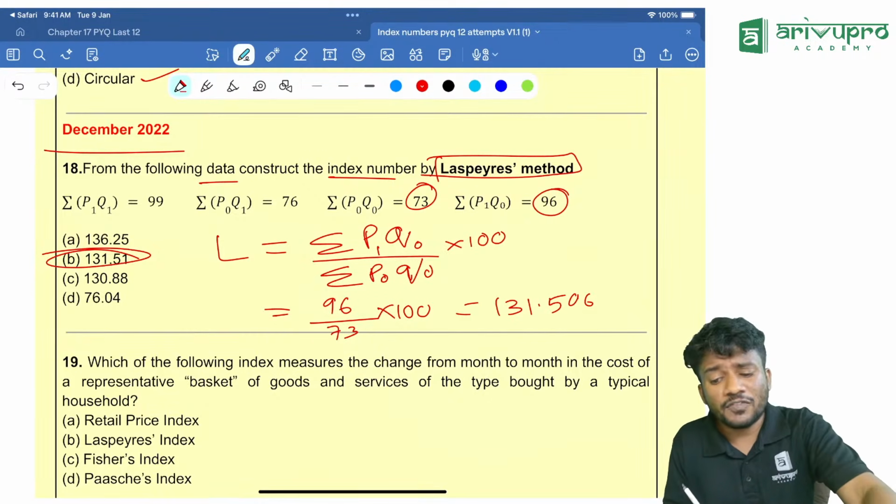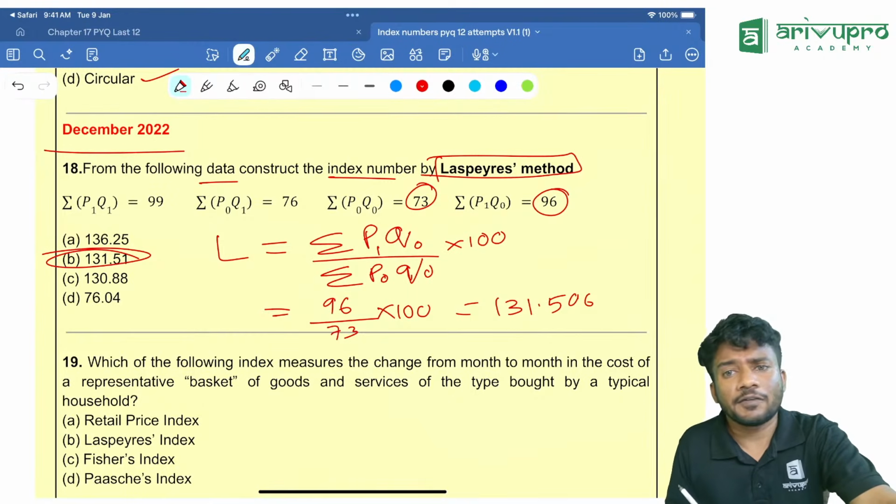131.506 something you are getting. We can round it off to that option. Okay, everyone got that answered.